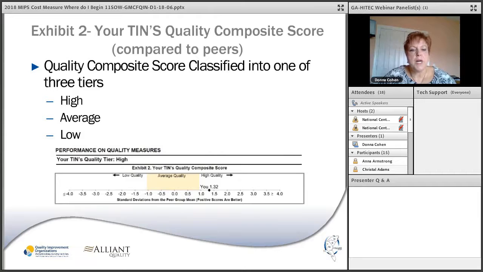So Exhibit 2, again, is just a breakdown of where you rank among other TINs as far as quality: low, average, and high. If you fall in the average area, you're going to get a neutral adjustment. If you fall in the low, you will get a negative adjustment. And if you fall in the high area, which is greater than 1.0, you're going to get a positive adjustment.